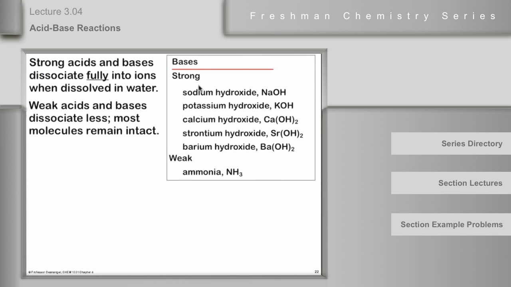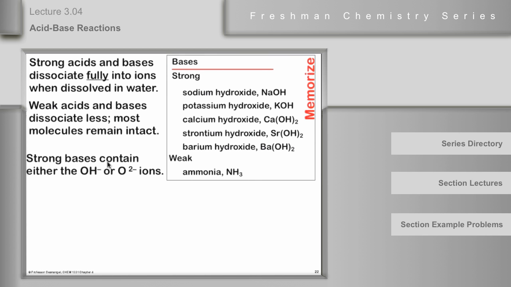The list of bases is much smaller. We have only 5 strong bases that we expect you to learn: sodium hydroxide, potassium hydroxide, and calcium, strontium, and barium hydroxide. Those are all strong bases and strong electrolytes. And there's only 1 weak base that we expect you to learn. That's ammonia. Okay, so memorize those things as well.